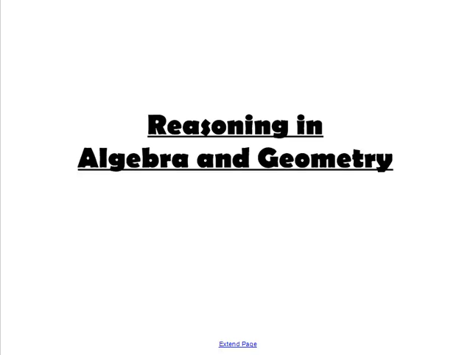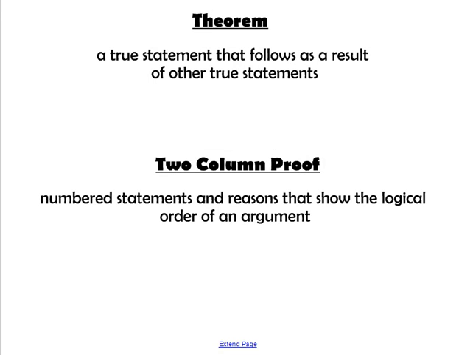Reasoning in algebra and geometry. A theorem is a statement that follows as a result of other true statements. A two-column proof is numbered statements and reasons that show the logical order of an argument. So what we're going to start learning is how to write a two-column proof to prove certain theorems.